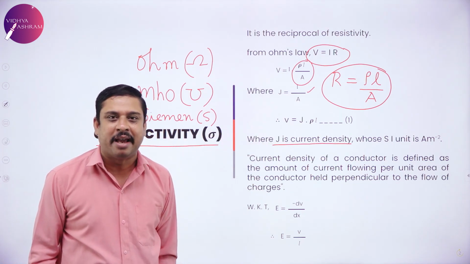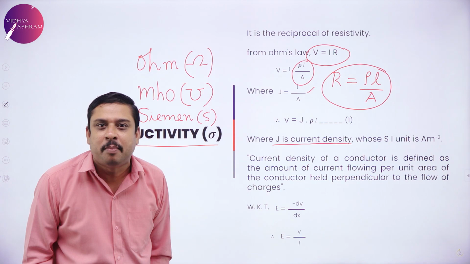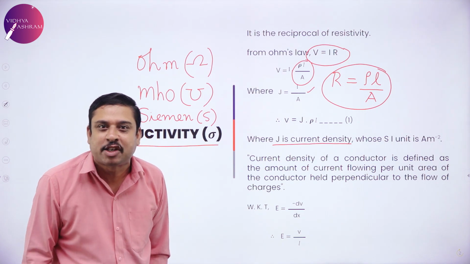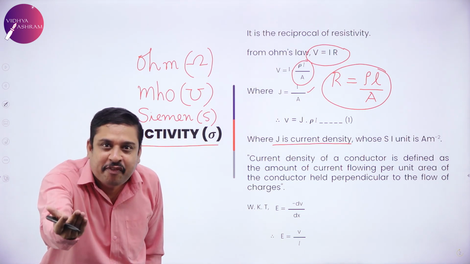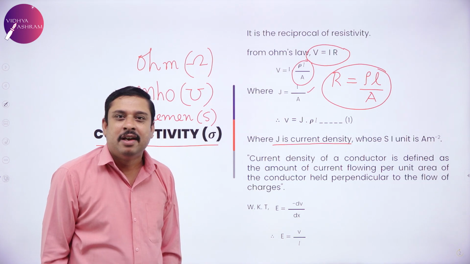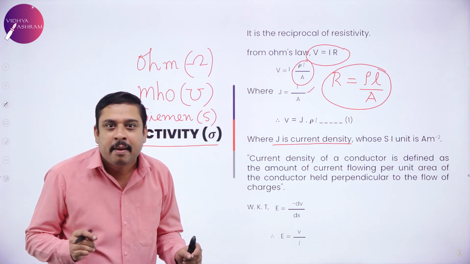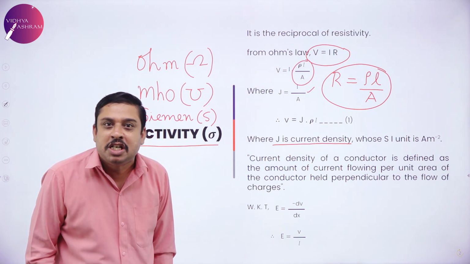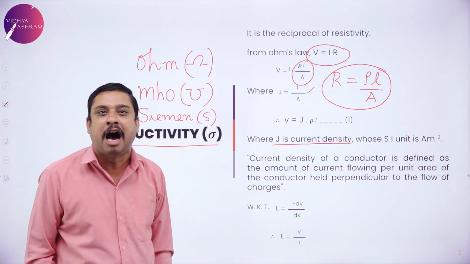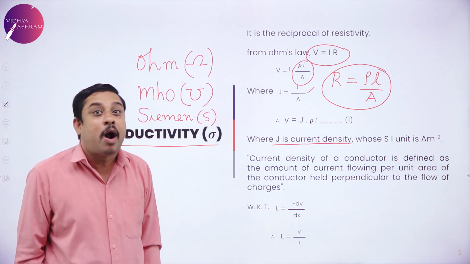Take a conductor, a wire, and consider 1 meter square area, the unit cross-sectional area. How much current flows in that one unit cross-sectional area, that itself is called current density. So what is current density, my friends? It is the magnitude of current which flows per unit cross-sectional area, 1 meter square area of the given conductor. And what is its SI unit?